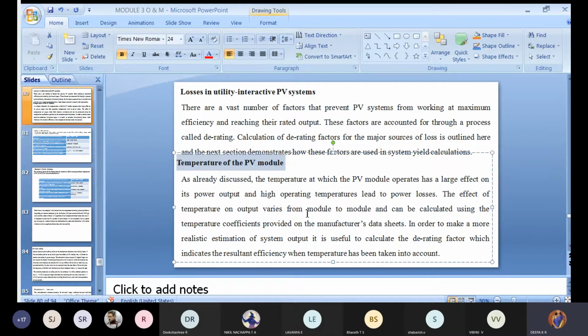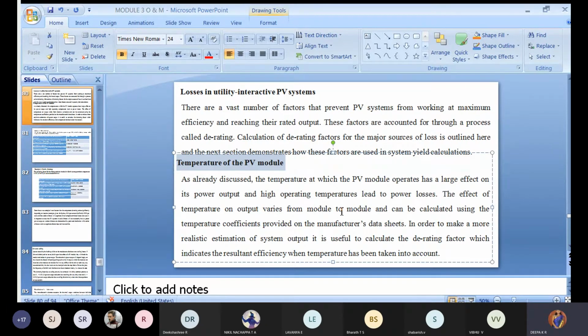The same cannot be expected in the second, because when you install PV modules on a roof system, some area may be a little bit shaded, and some area is completely getting irradiation. In that case, your output will vary. So that's what they say: the effect of temperature on output varies from module to module. And definitely we have to calculate based on the temperature coefficient.